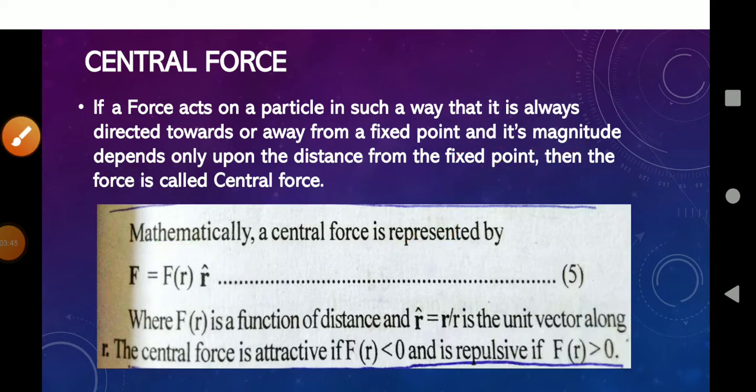So remember what we mean by central force: a force acts on a particle in such a way that it is always directed towards or away from a fixed point, and its magnitude only depends upon the distance from the fixed point. Then the force is known as a central force. Mathematically, it is defined as F is equal to F of r into r cap, where r cap is the unit vector. And also remember that the central force is attractive if F of r is less than 0, and repulsive if F of r is greater than 0.